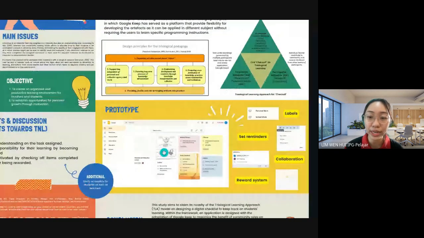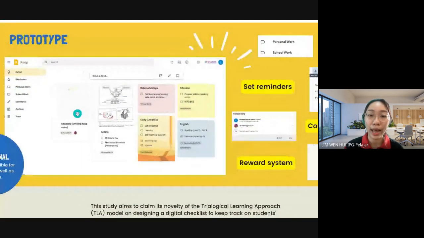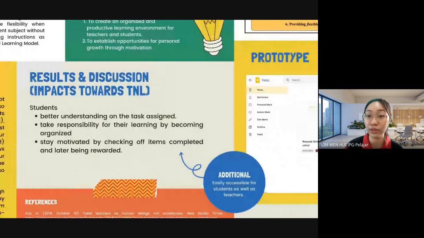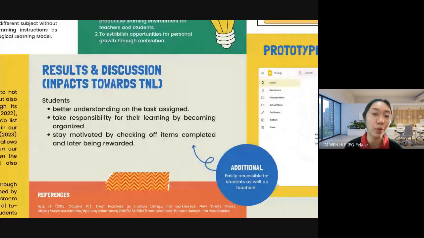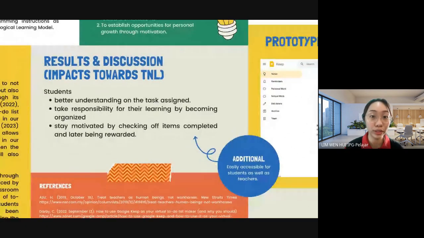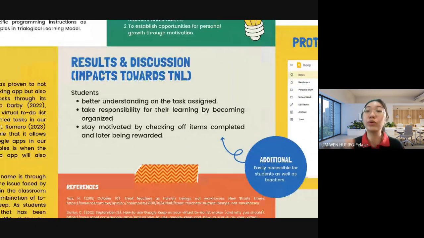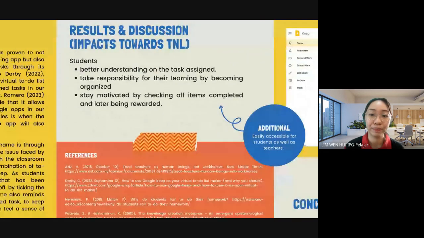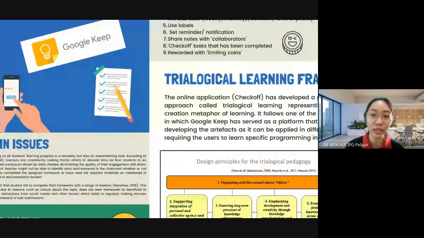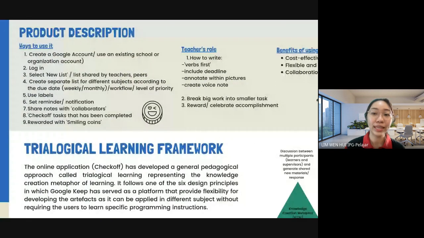From here, the teacher can easily know whether the students have completed the homework that I have given according to the subject, or parents can also keep track of students' learning. And there we create a community, a shared space where all the community collaborates. And this is aligned to the trialogical learning model. Okay, now let's see the product description.